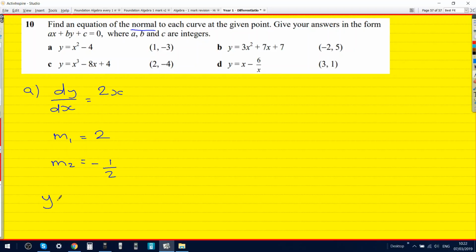Y plus 3 equals minus a half, x plus 1. For this one, they want you to put this into a form so there's no fractions. How do you go with that? Expand the bracket.